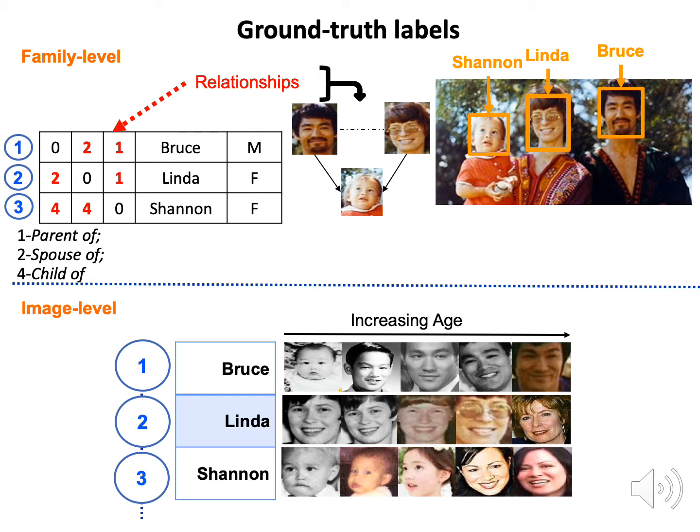The image level label, now we would have multiple instances of each member, again, at least 10 family photos. And then we would store for MID1 several instances of Bruce, MID2 several instances of Linda, and Shannon for MID3, and as you can see, with various ages throughout each of the photos.